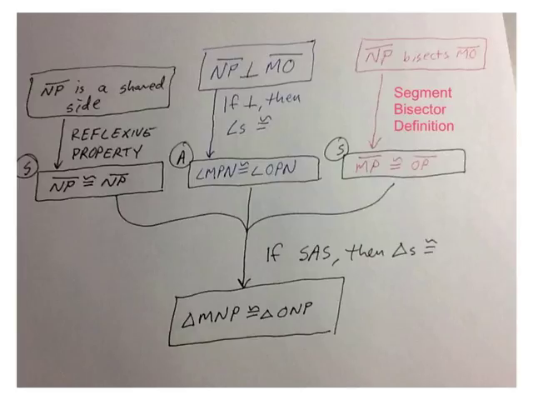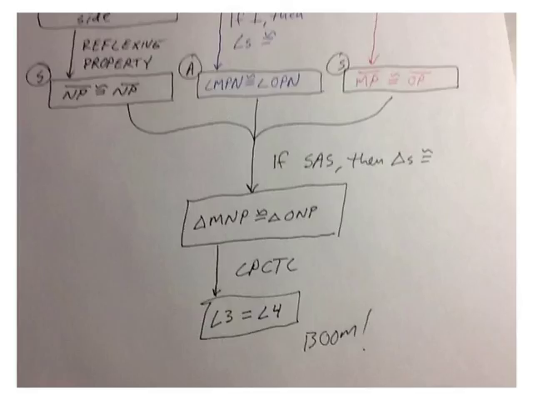And so now we've established that our two triangles are congruent, and so using the CPCTC, we now prove that angle 3 must be congruent to angle 4, because they're corresponding parts in congruent triangles.